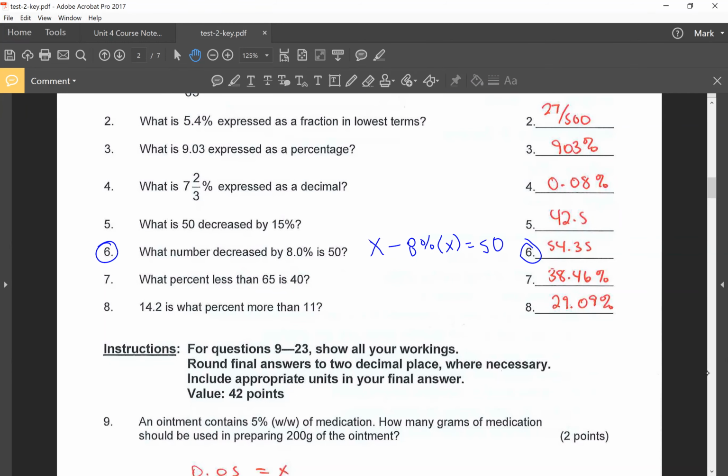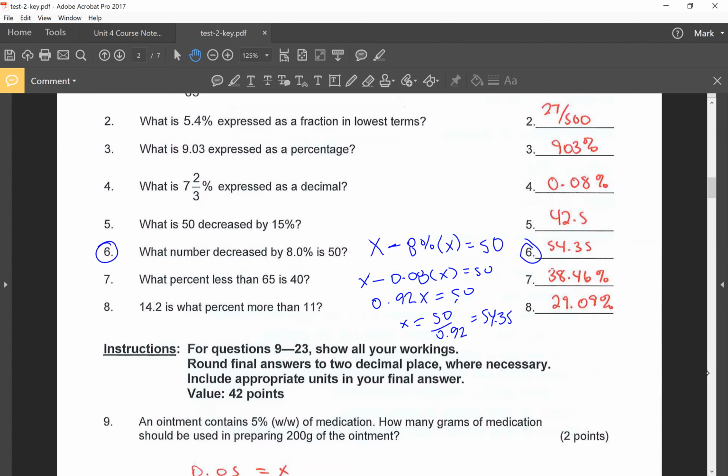It's the number, whatever the number is, we'll call it X, and I'm going to take away 8% of that number. So this is X minus 0.08X equals 50. This would be 0.92X equals 50. X would be 50 divided by 0.92. So I have the answer there, but I'm just going to double check. Yep. And X would be 50 over 0.92, or 54.35.